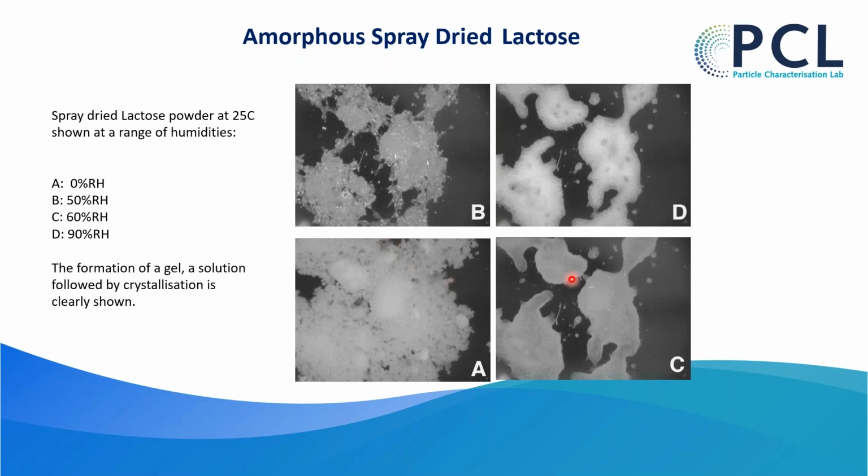And just to remind you, what we're looking at is the temperature, the humidity at which we go from here to here. What's the critical humidity we go from being a glassy powder to a rubbery material? And that's what we can determine using the DVS method.